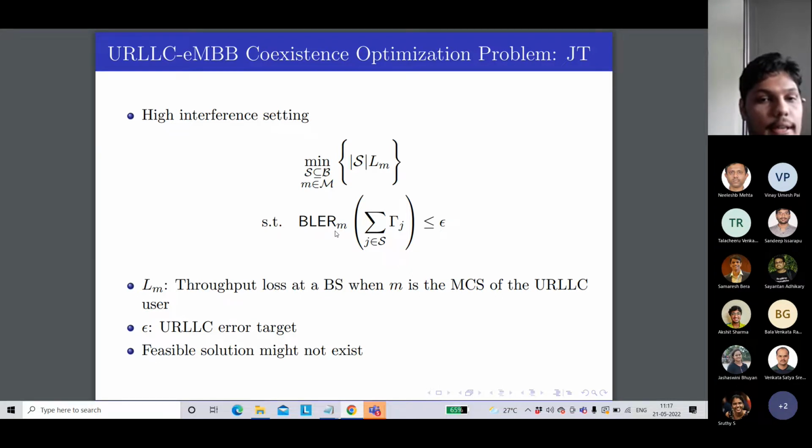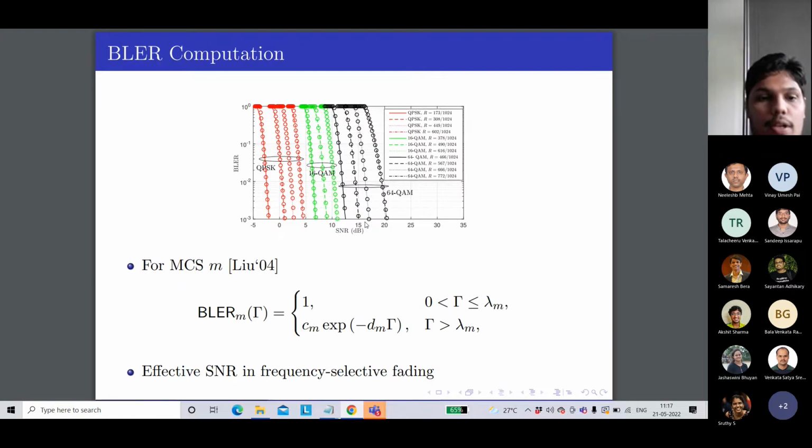Before that, here we need to know the block error rate given the SNR. To do that, we'll use a truncated exponential function model. So it's given by this. The block error rate of an MCS M at SNR gamma will be 1 if it is less than a threshold lambda_m. And if it is greater than lambda_m, it can be equated with a truncated exponential function.